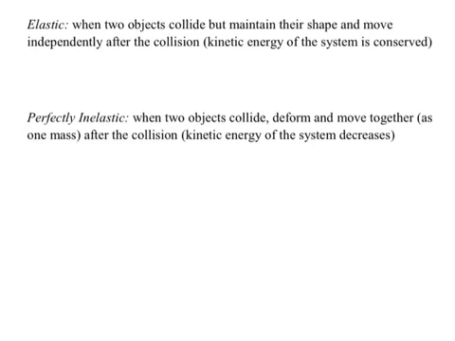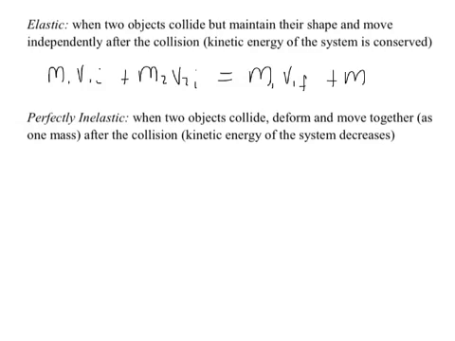First, an elastic collision is when two objects collide but maintain their shape and move independently after the collision. And in these scenarios, the energy is conserved. Now, we've seen this already in 6.2, and the equation that results is m1 v1i plus m2 v2i equals m1 v1f plus m2 v2f. So again, the objects are separate beforehand and they're separate afterward.